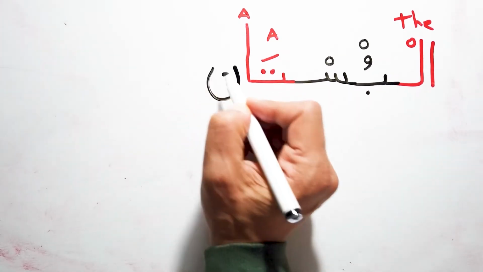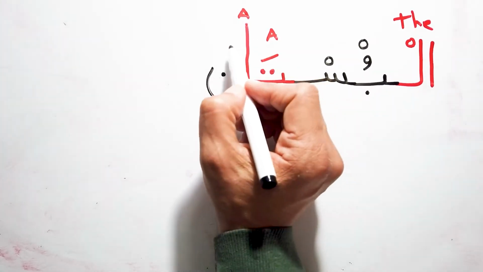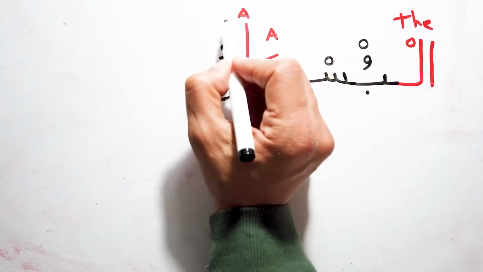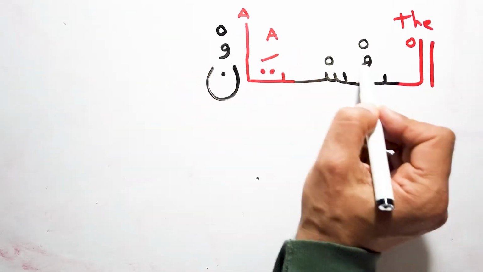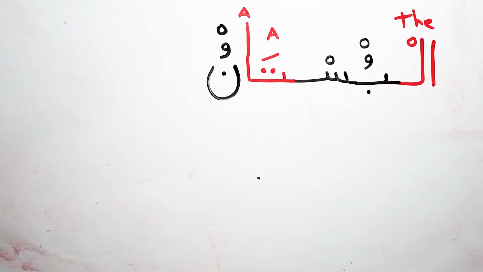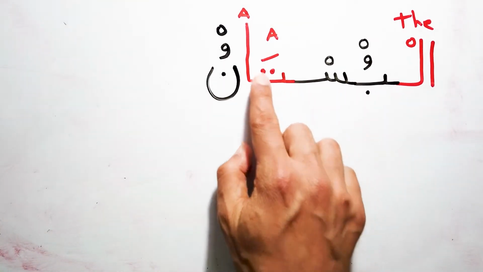البستانو. I have this letter. It gives me the sound of letter N in English, and I say nu. When I add this mark on the top, it adds the sound of O, like here. Do you see? Bu. Nu. Okay? So, البستان.